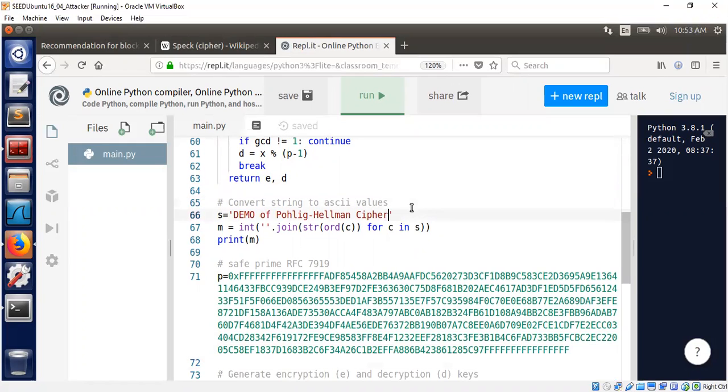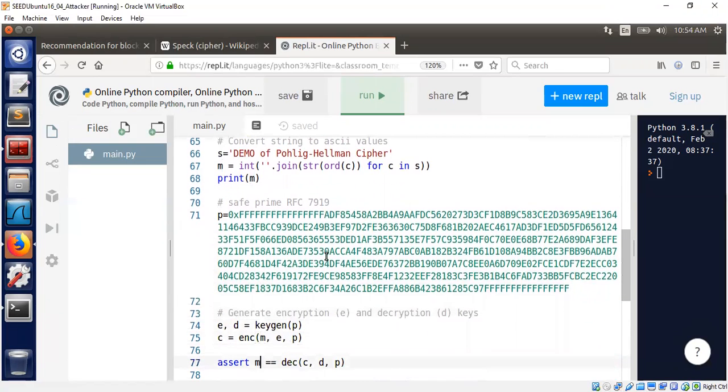I wanted to show you how I encrypt this message, a demo of the Pohlig-Hellman cipher. I convert this string into an ASCII number using this little Python magic. The number is basically the ASCII encoding of the string. That's not encryption, by the way, just converting it to a number, because in cryptography we usually deal with numbers, not strings. Then I need a prime p, as you have seen. So I took a prime from RFC 7919, and then I call my key generation function. It will generate encryption and decryption keys.